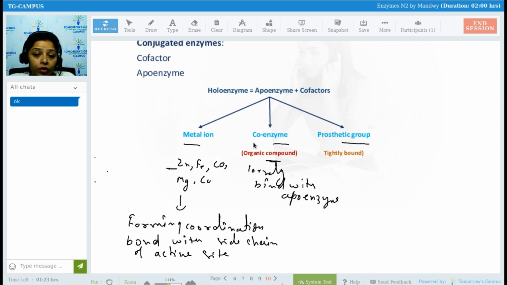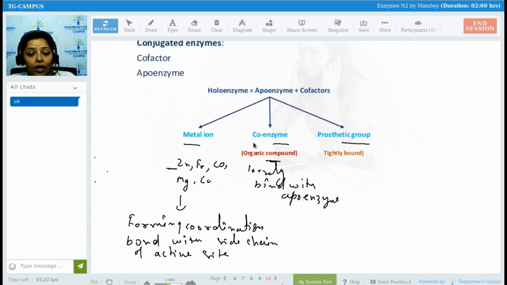Whereas the prosthetic group, which is again a non-protein part, is tightly attached to the apoenzyme. Coenzyme is also an organic group, and prosthetic is also an organic compound. But the difference is, if it is loosely attached to the apoenzyme, then it will be a coenzyme. If it is tightly attached to the apoenzyme, then it will be the prosthetic group. And why are they loosely or tightly attached? Because of their structural constraints.